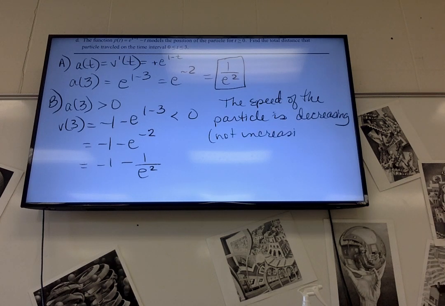I put not increasing because the question was, is it increasing? But that would have been fine. Decreasing because a of 3 is less than 0 and v of 3 is less than 0. Y'all feel good about that? Whoop, whoop.